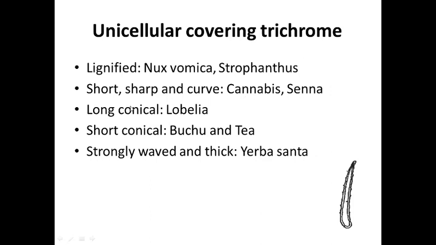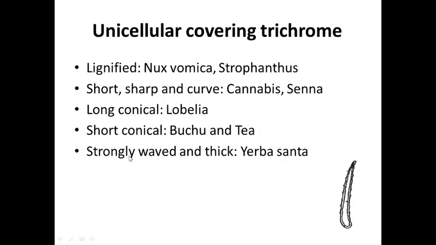Next, the long and conical covering trichomes. These are the long trichomes with a conical shape, containing a single cell. Examples are Lobelia. Next, the short and conical, these are the short trichomes, the shape is conical. Examples are Buchu and tea, two different plants.